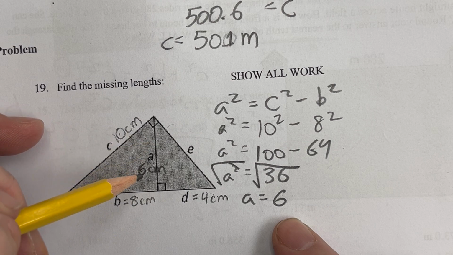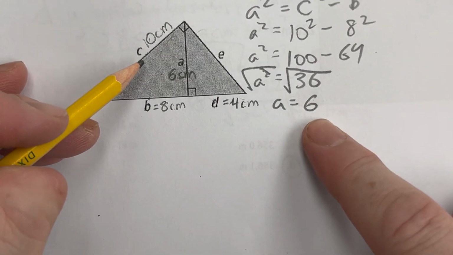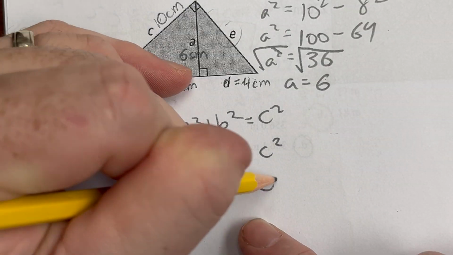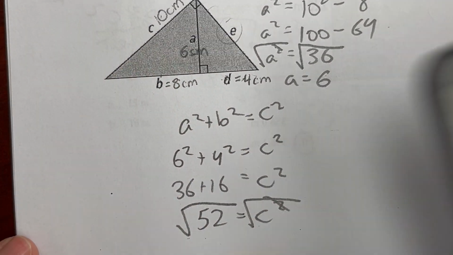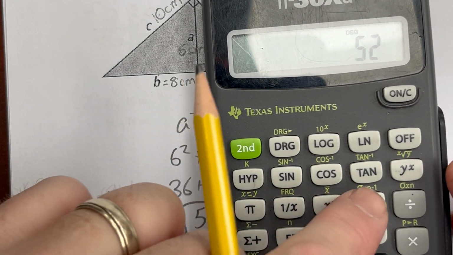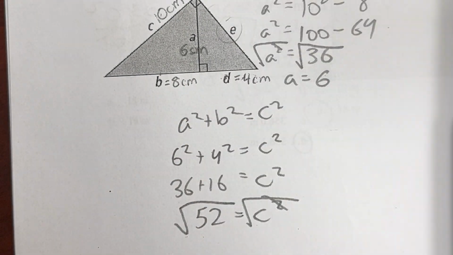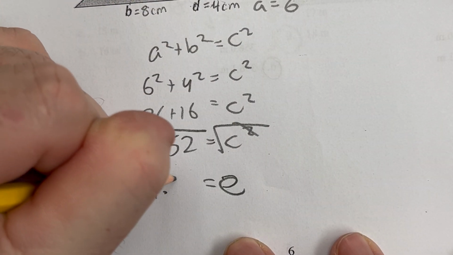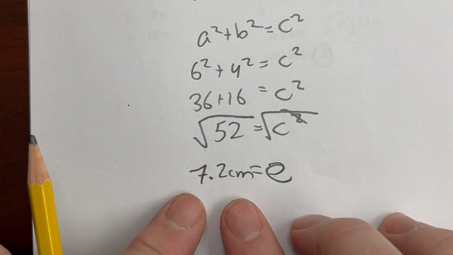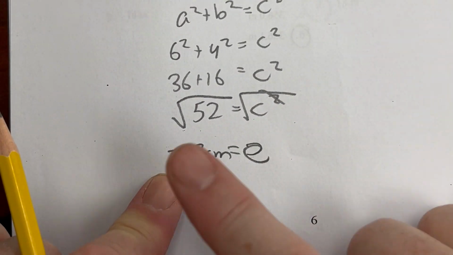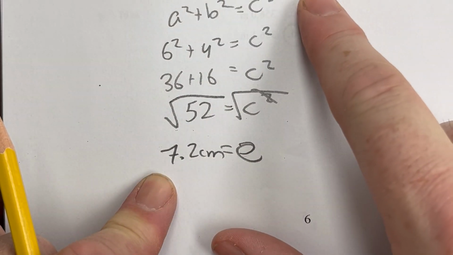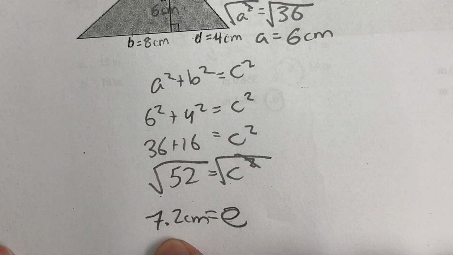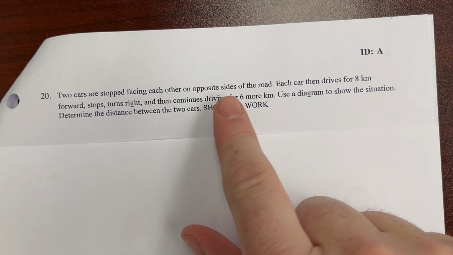Now for this triangle, I know what two of them are. So now I can do that, square root that. 52 square root is 7.2. So E is going to equal 7.2 centimeters. By default, do one decimal place if there's decimals. Okay, so A is 6 centimeters and E is 7.2.